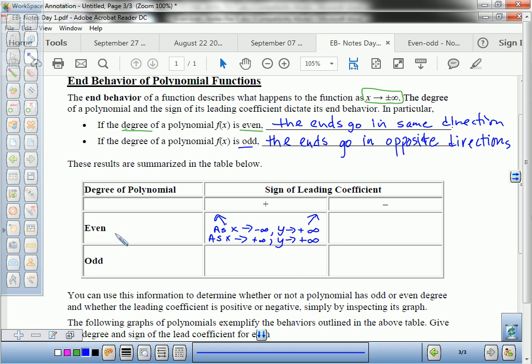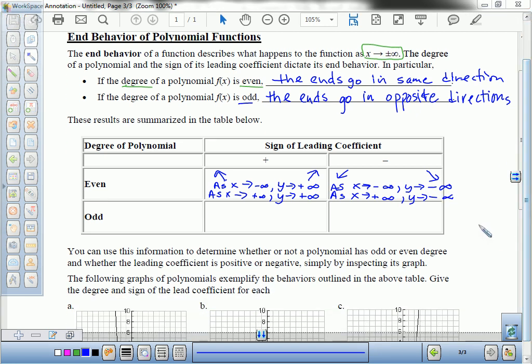So if the degree of our function is even and we have a negative leading coefficient, what happens? Both ends go which way? Down. So if it's negative, we're going down. If it's positive, we're going up. So this would be as x approaches negative infinity, y approaches negative infinity. And as x approaches positive infinity, y still approaches negative infinity. Both ends go down.